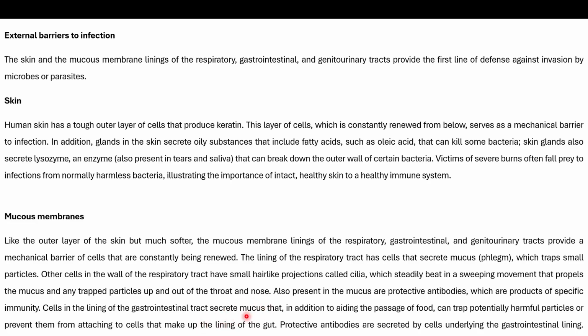Mucus secretion inside our gastrointestinal tract also helps in trapping potentially harmful particles and preventing them from attaching to the cells that line the gut. Protective antibodies are secreted by cells underlying the gastrointestinal lining, and the stomach lining also secretes HCl, which is strong enough to kill many microbes.